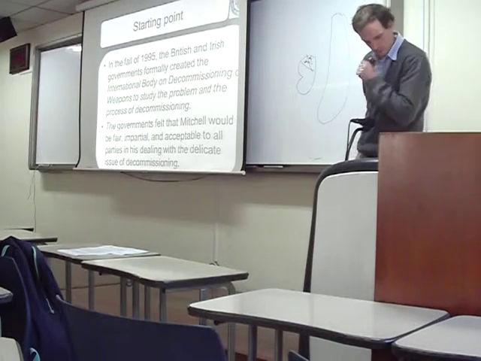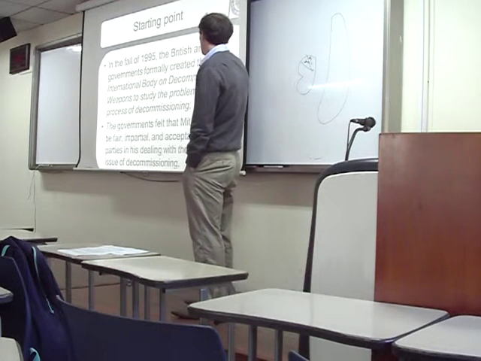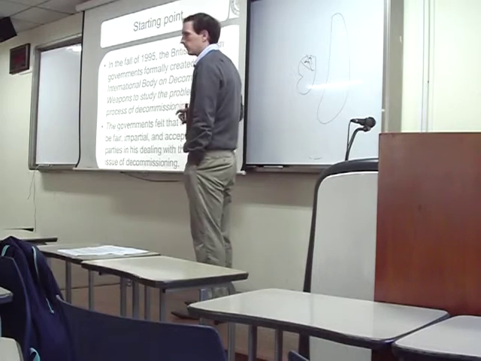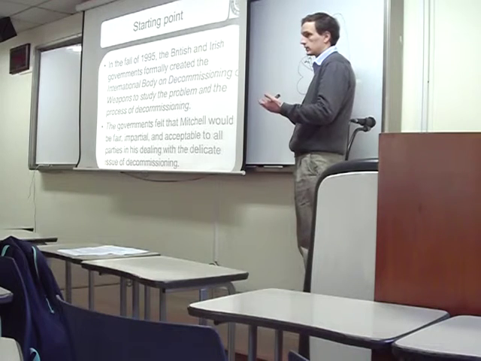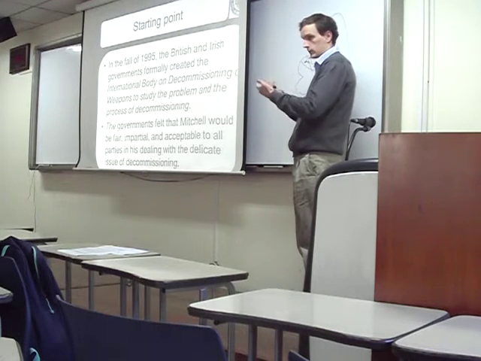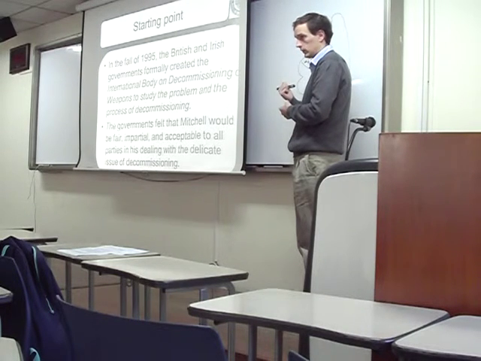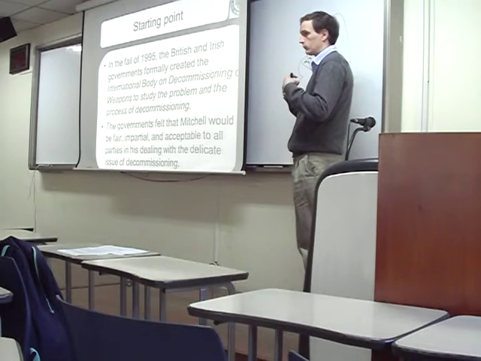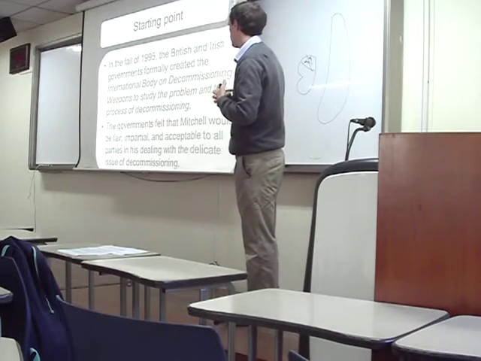So, the starting point: the two governments created this commission called the International Body on Decommissioning of Weapons. Do you understand decommissioning? I guess not. Decommissioning means that you give up your weapons. The terrorists bring their guns to the government, and the government destroys the guns and the bombs, right? That is decommissioning. So that is how you get rid of a terrorist group, peacefully. The terrorist group voluntarily brings their guns and their bombs and gives them to the government. The government destroys the guns and the bombs.